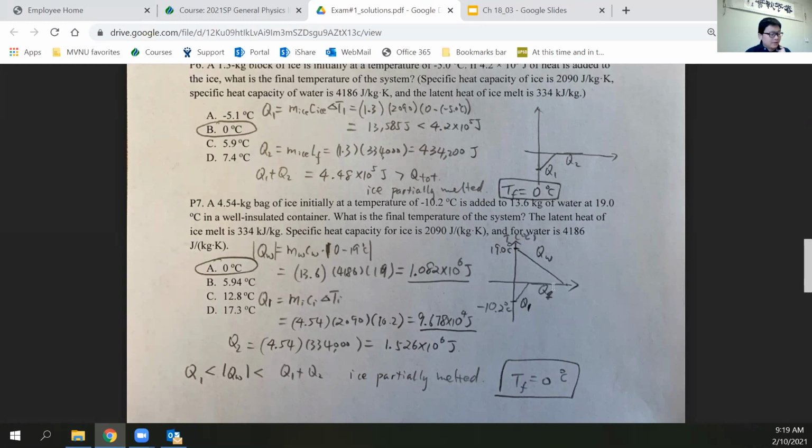Then again, you calculate how much heat is needed to fully melt the ice, Q2, and it turns out again that Q2 plus Q1 is already greater than the Q of the water. So that tells you the ice will only partially melt again. For this one, it's the same scenario as the previous one.